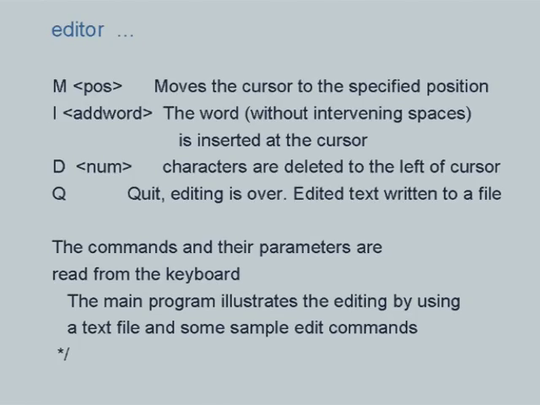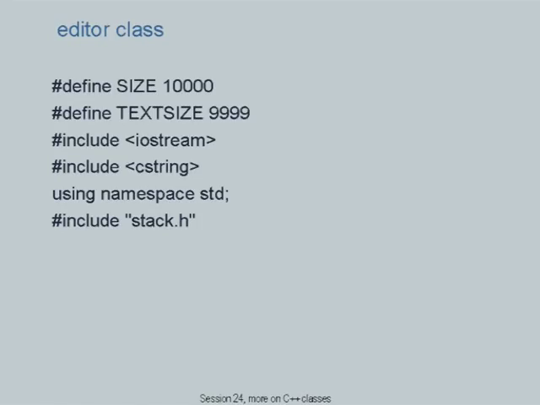Now this is the partial implementation. This is not the complete implementation. I am now describing the classes for editor which are required. What am I required to do in my editing? I need to move cursor here and there. I need to insert a word at the cursor, I need to delete some characters, and I need to quit. So I will have to obviously have editor functions which will implement these things. Here is the editor class that we are trying to define.